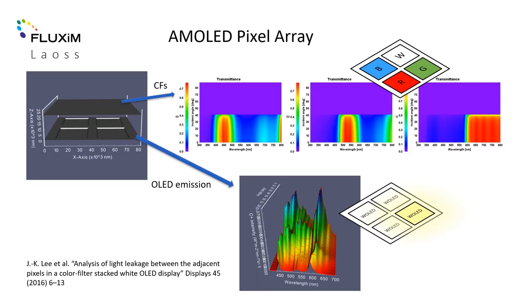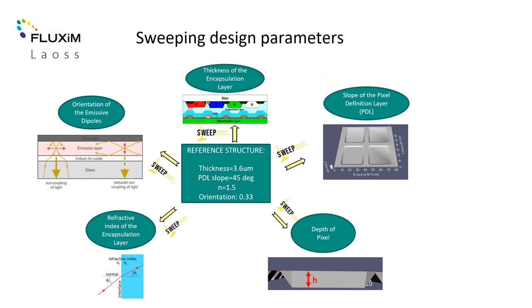As an input, we have to provide the white OLED emission spectrum, as well as the optical properties of the different color filters. Our initial settings are used as a reference structure. In the simulation, we can now easily vary several parameters of the display or the materials used. For example, we can sweep the slope of the pixel definition layer.